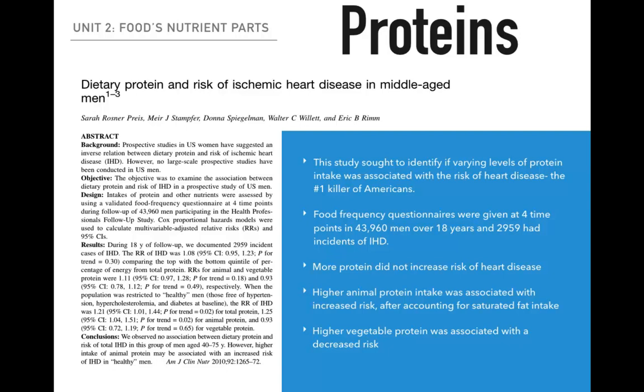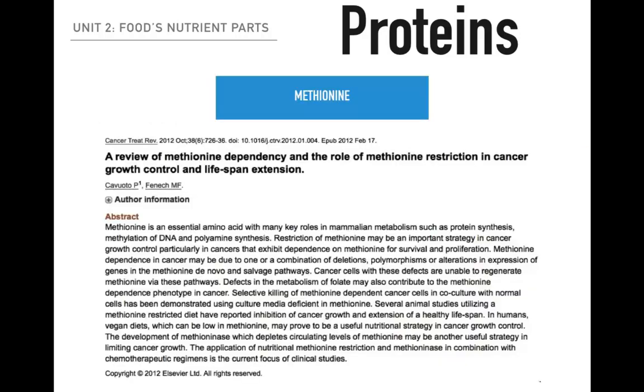And you might be saying, yeah, well, animal protein has saturated fat attached to it, so of course the heart disease risk is going to be increased. And they thought that too, and after running an analysis to control for saturated fat, the results still held up. It turned out the higher vegetable protein was associated with a decreased risk for heart disease. And after this study was done, a similar prostate cancer study was performed, and it had the same exact results.